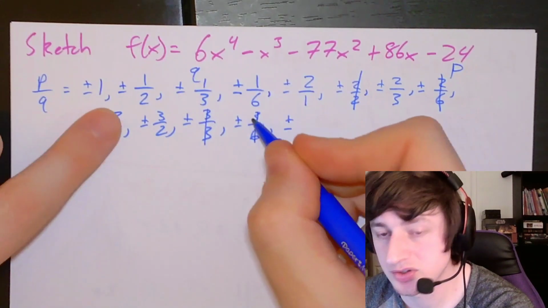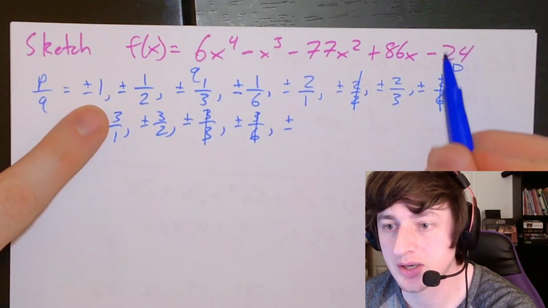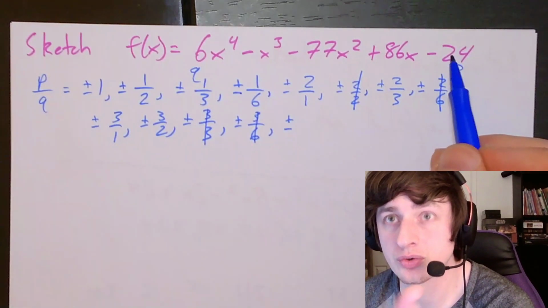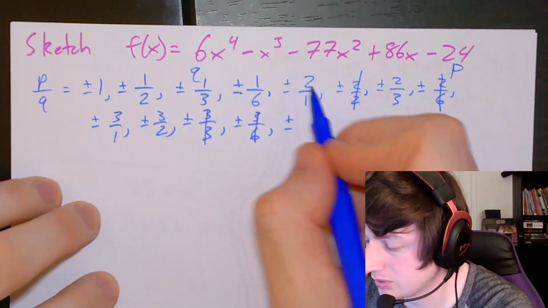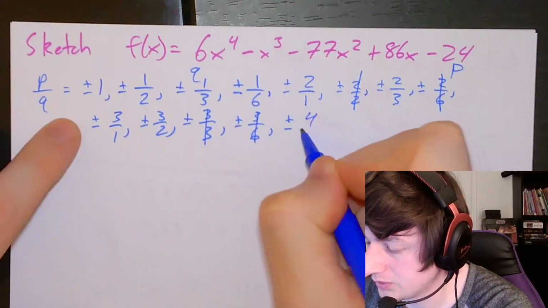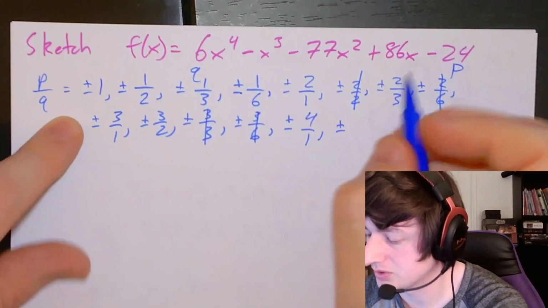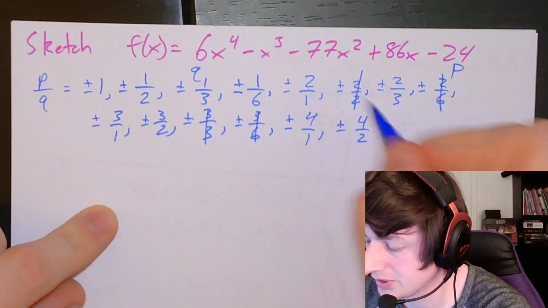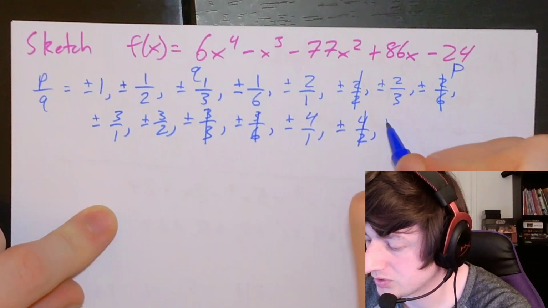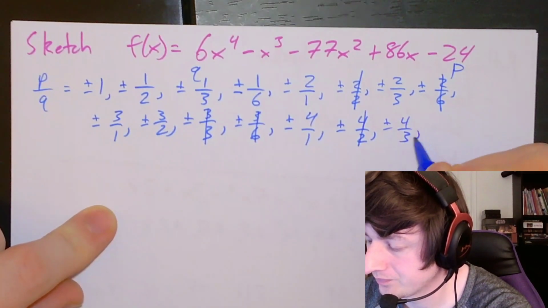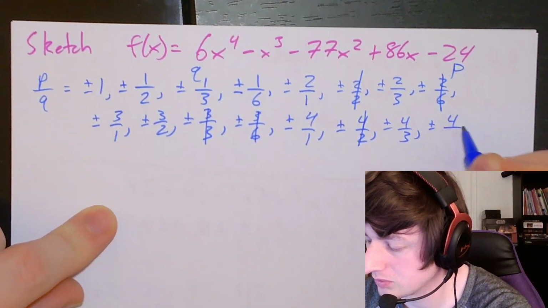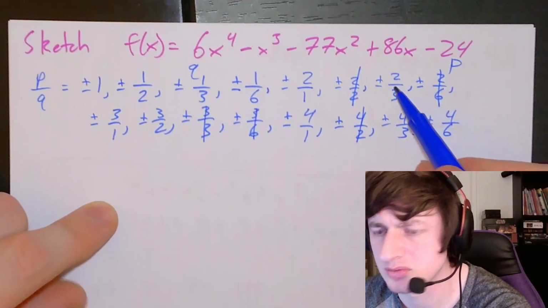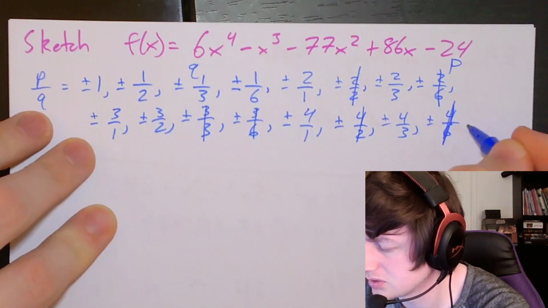Then we just increase the top of the fraction to the next factor of 24. So it's 1, 2, 3, and then you can divide 24 by 4. So 4 over 1 plus or minus 4 over 2. That's just 2, which is right here, plus or minus 4 over 3, plus or minus 4 over 6, which is 2/3, which is right here. So we don't need this 4/6.